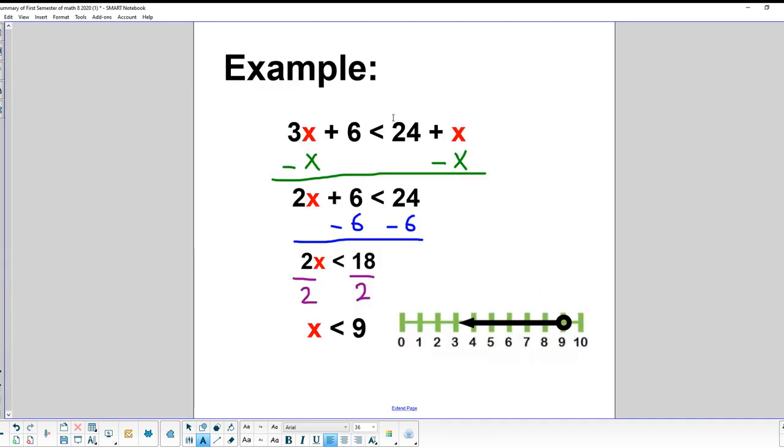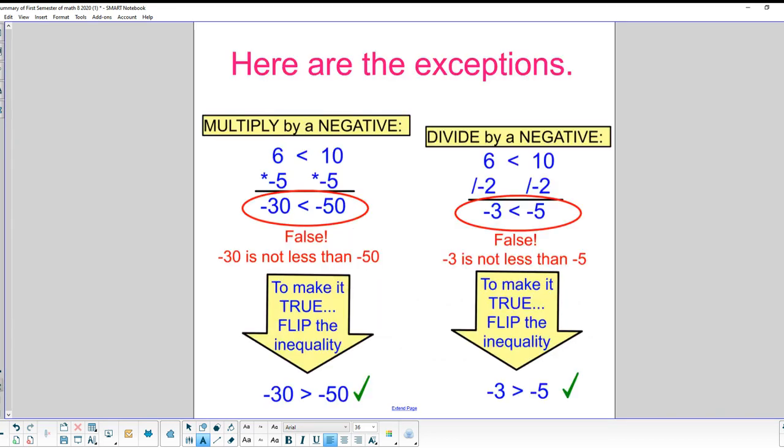So here's an example of solving an inequality. In fact, this is the same one we did earlier with only an equation. So the only difference here is that I have an open circle at 9 with an arrow going to the left because I have the inequality symbol less than. Here's the exceptions. When you're solving an inequality, if you multiply by a negative or divide by a negative on that last step, then you end up having to flip the inequality symbol in the opposite direction, which also flips the direction that you would put the arrow on a graph.